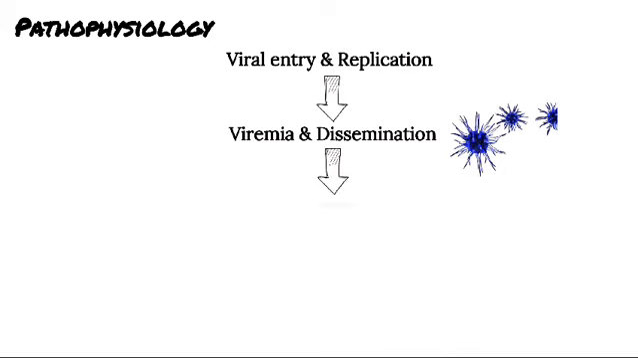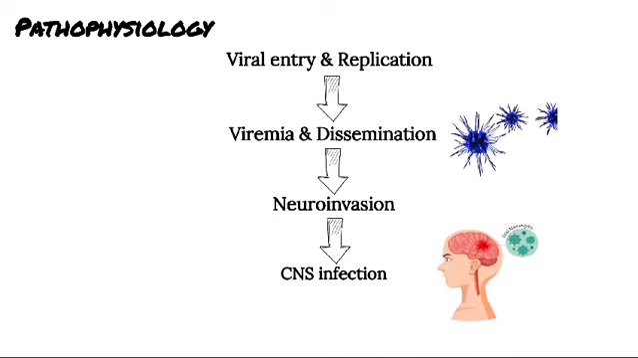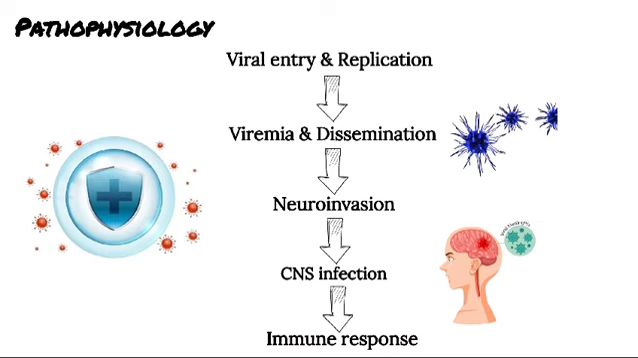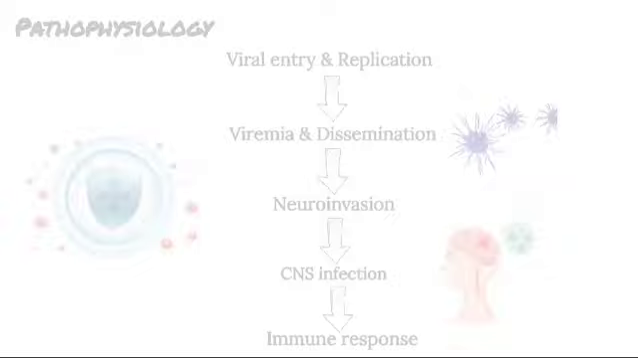Virus can cross the blood-brain barrier, a critical step in the development of neuroinvasive disease. In the central nervous system, virus can cause inflammation and damage to neurons. The immune system's response to virus is crucial in controlling the infection. However, a weak immune response may allow robust viral replication.